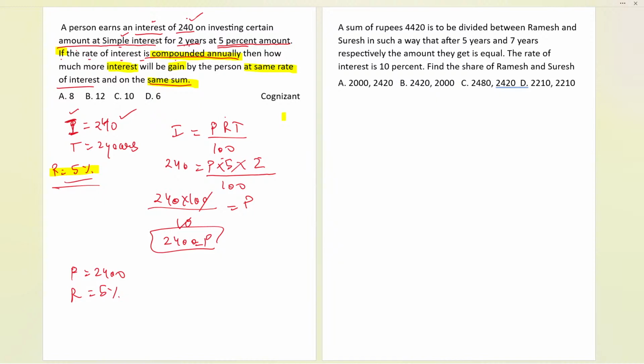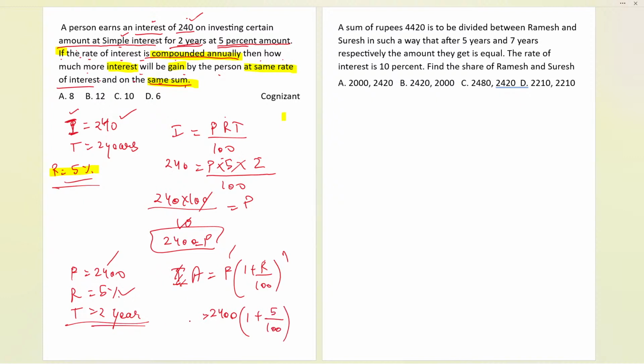Here it is asking how much more interest will be gained by the sum at the same rate on the same sum. As it is not talking about the time, we will take the time as the same, that is 2 years only. So first we need to calculate the interest. To calculate the amount directly, we will apply the formula: principal times (1 plus r by 100) raised to the power of n. Principal is 2400, r is the rate 5%, divided by 100, raised to the power of n. N is 2 over here.